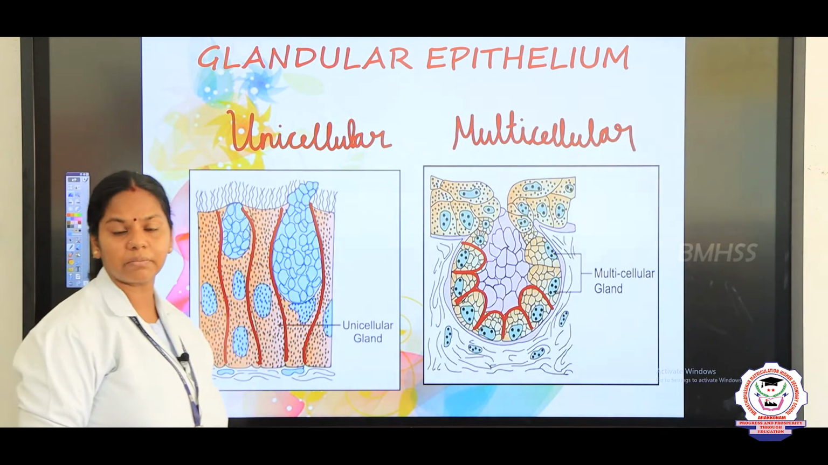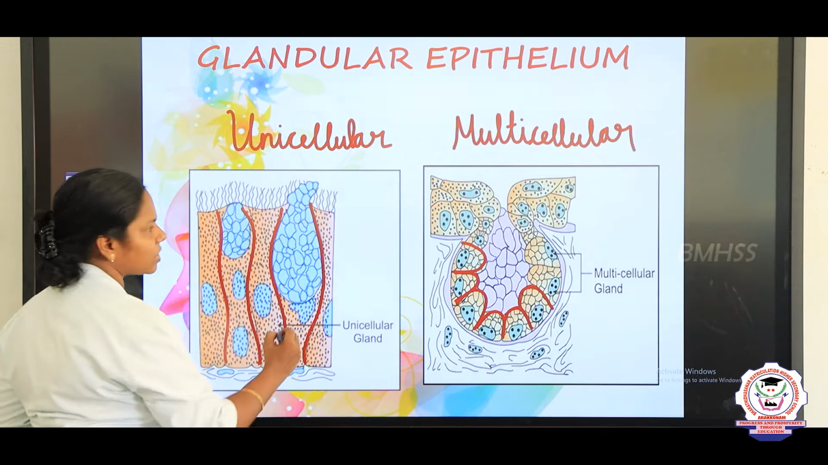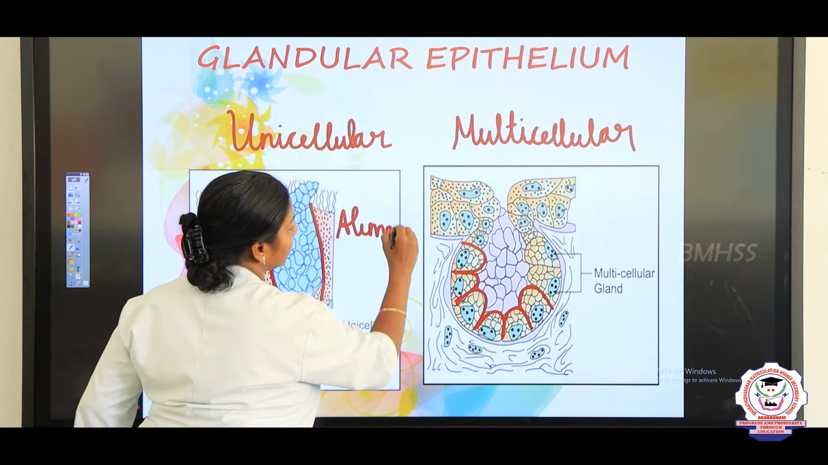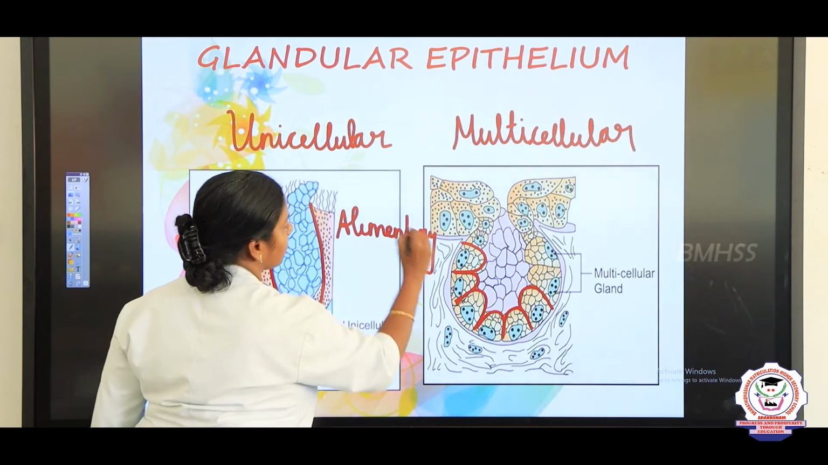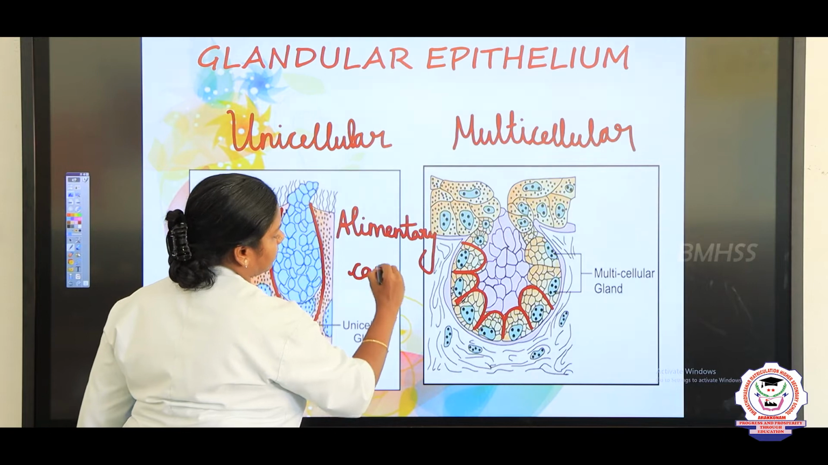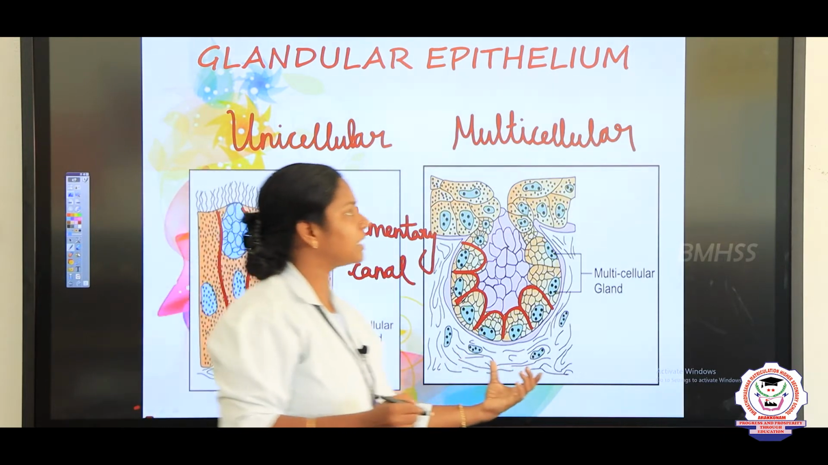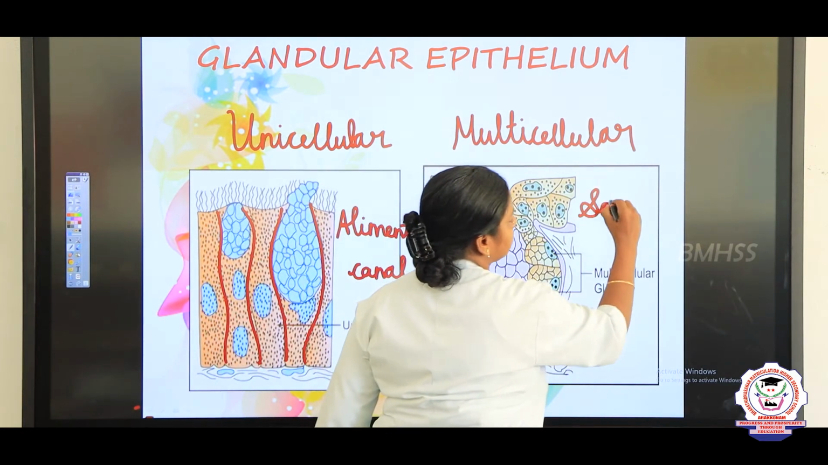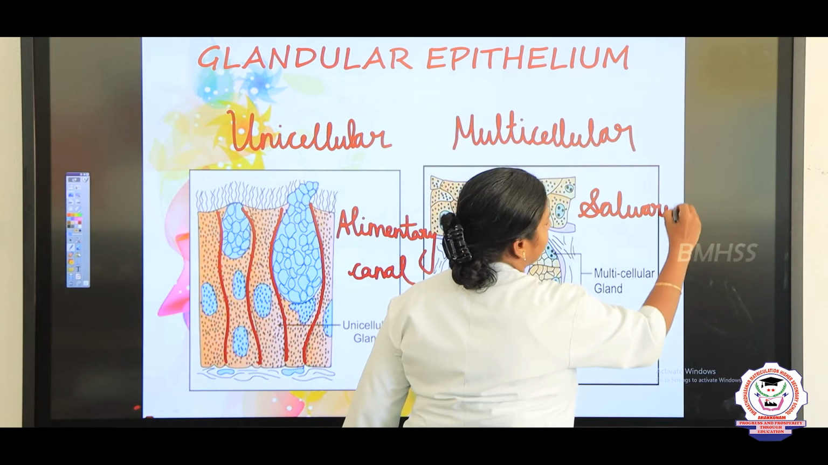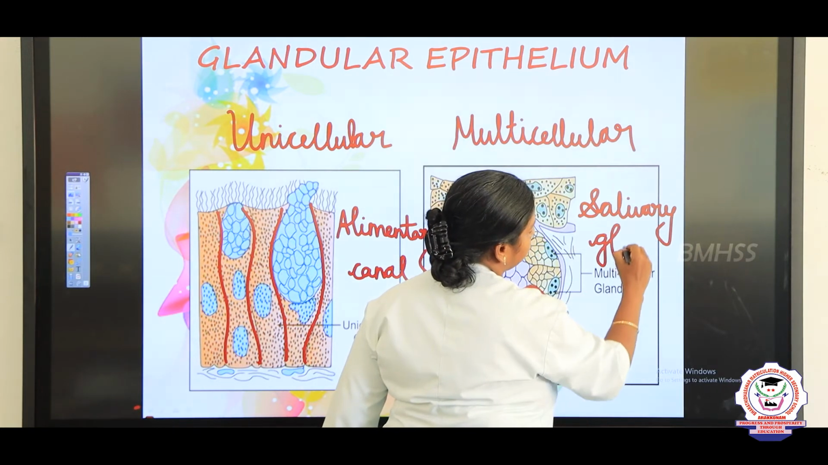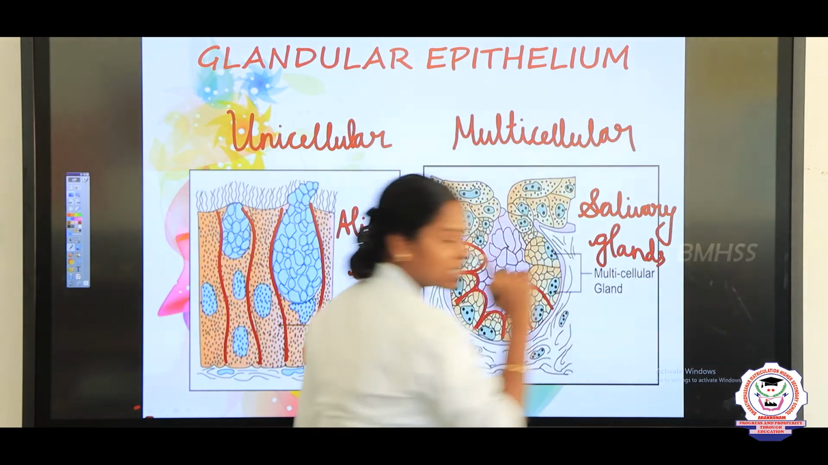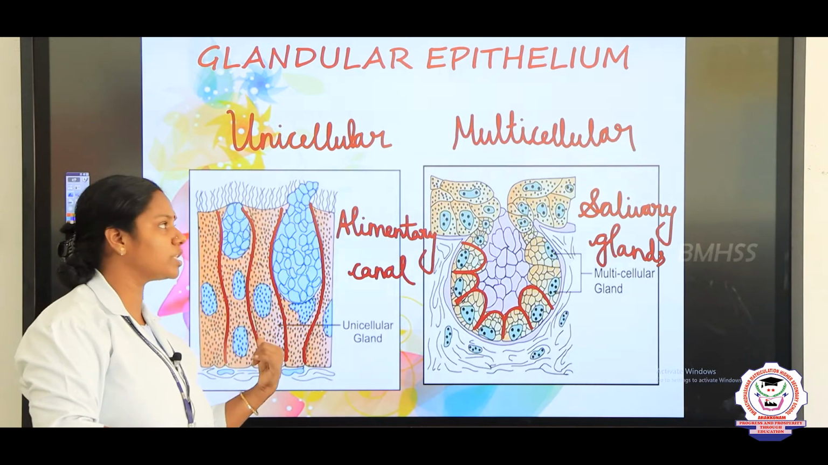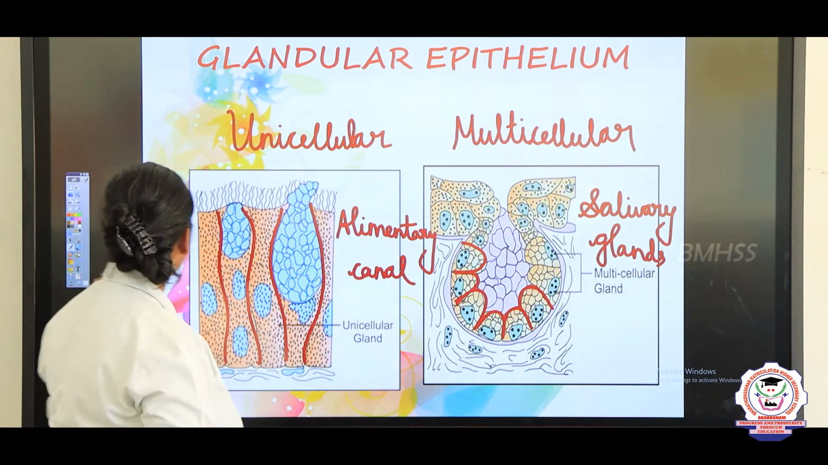Now let us see the examples. Unicellular glandular epithelium is seen in our alimentary canal. Alimentary canal means what, children? Our digestive tract. And multicellular glandular epithelium is seen in the salivary glands. So first the glandular epithelium is divided into 2 based on the number of cells, that is unicellular and multicellular.